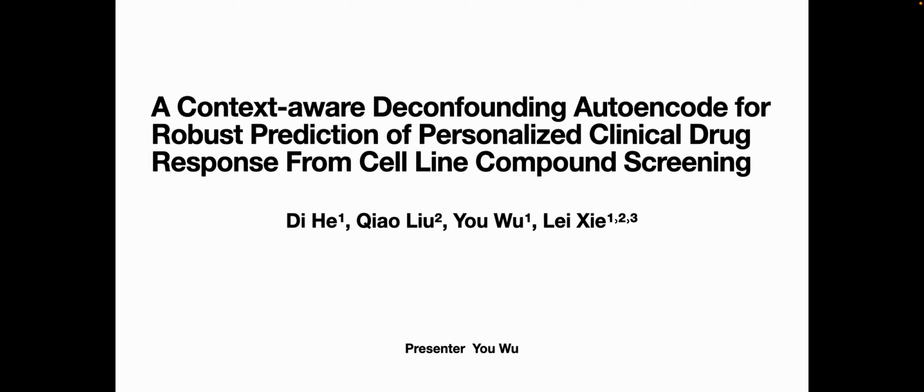Today I'll be presenting this work called a context-aware deconfounding autoencoder for robust prediction of personalized clinical drug response from cell-like compound screening.